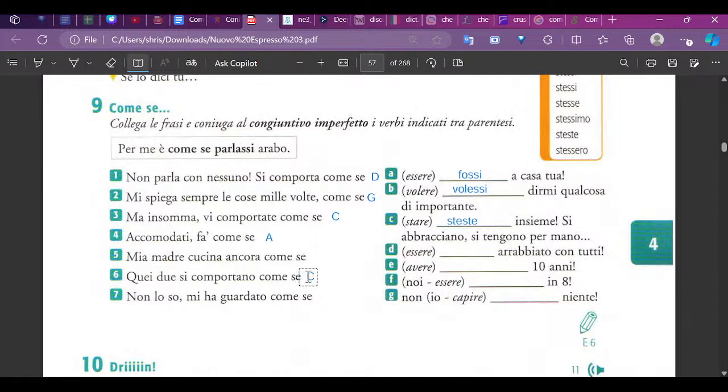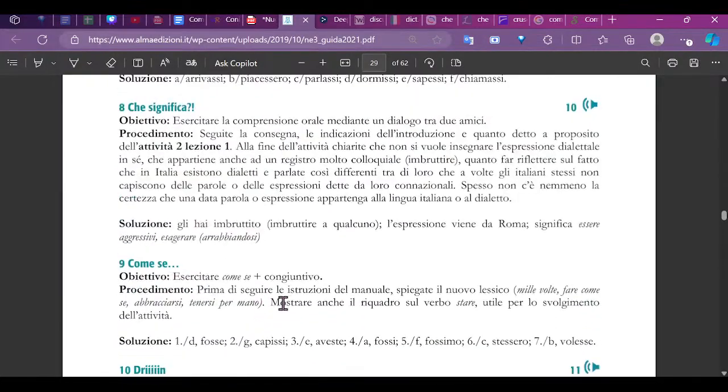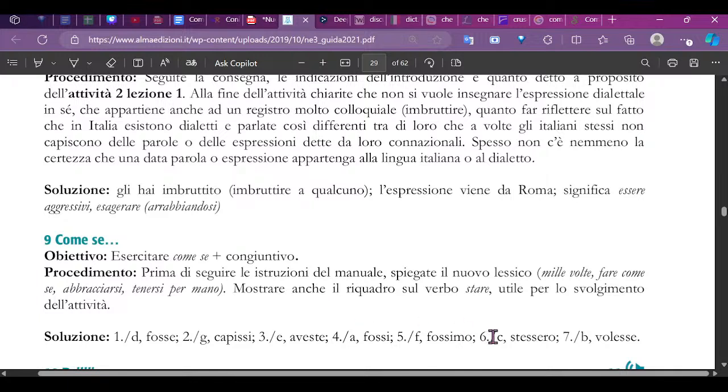Importano come se... This could actually match. This one could match as well. This is confusing. Mi ha guardato come se... I have to check because this is confusing. There can be many possibilities. I mean, at least the way I see it. Come se fosse? Come se fosse?